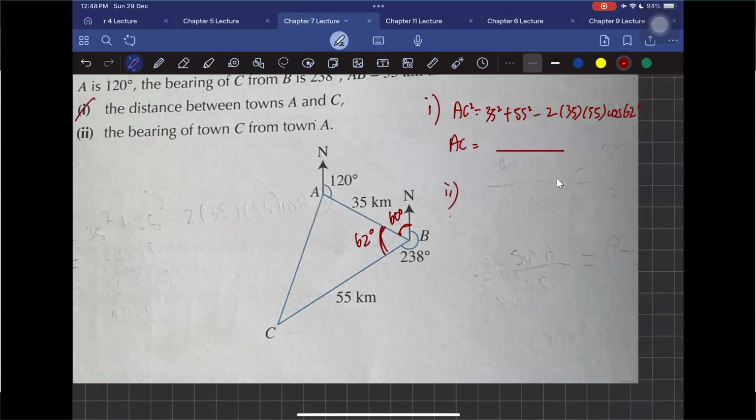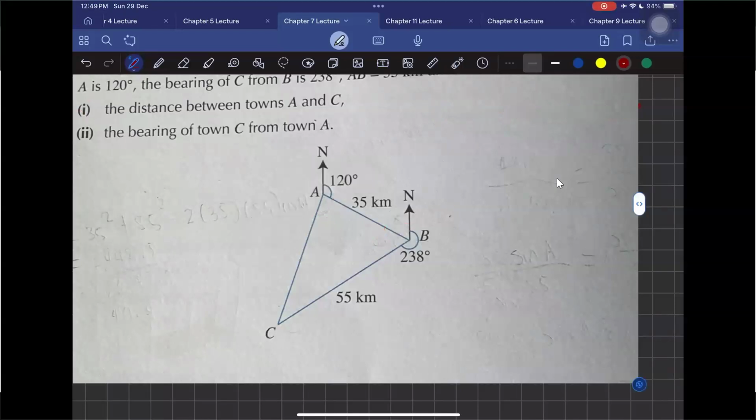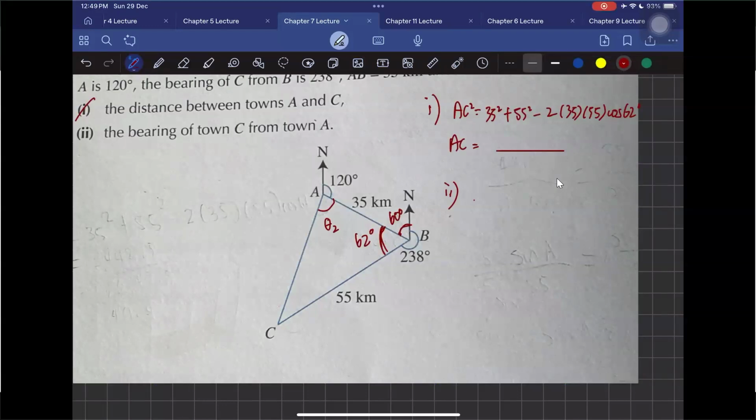So to find that angle, you already know this. You need to find out this angle, theta 2. So given that we have AC, you can actually use your sine rule. So sine 62 over AC equals sine theta 2 over 55. And then you solve for theta 2. This should be your answer.